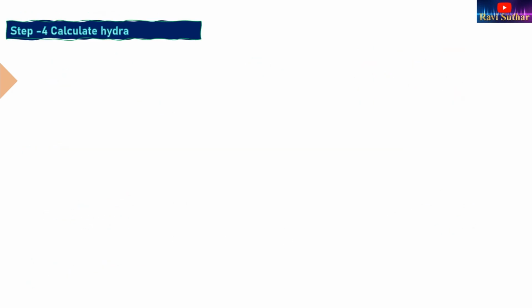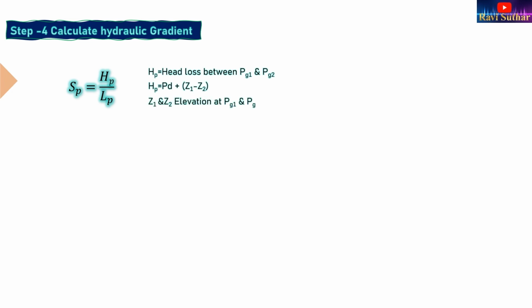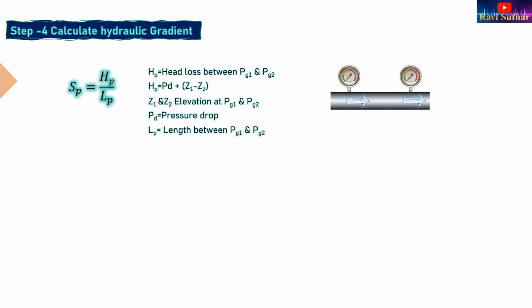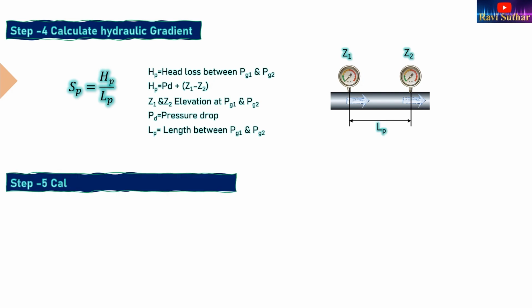Step 4 is to calculate the hydraulic gradient. This is the formula for the hydraulic gradient, where HP is the head loss between pressure gauge 1 and pressure gauge 2. HP is equal to PD plus Z1 minus Z2, where Z1 and Z2 are the elevations at pressure gauge 1 and pressure gauge 2, and PD is the pressure drop which we calculated in step 1. LP is the length between pressure gauge 1 and pressure gauge 2. This is the pipe section with two pressure gauges at elevations Z1 and Z2, and the length between them is LP. Now step 5 is to calculate the Hazen-Williams coefficient.